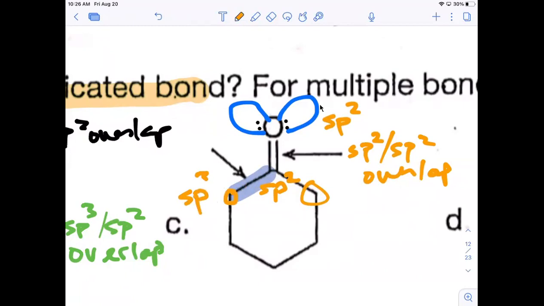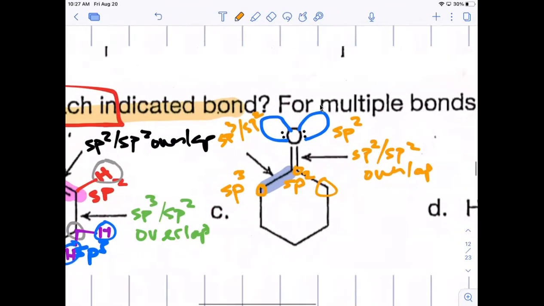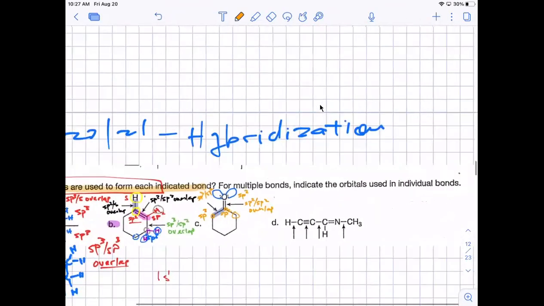SP3. It's sp3. So we already know what this carbon is. So what type of overlap is happening to make that sigma bond? SP3, SP2 overlap. Good. All right. Are y'all following? Everybody good so far?